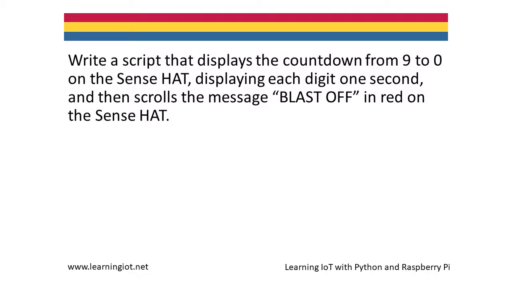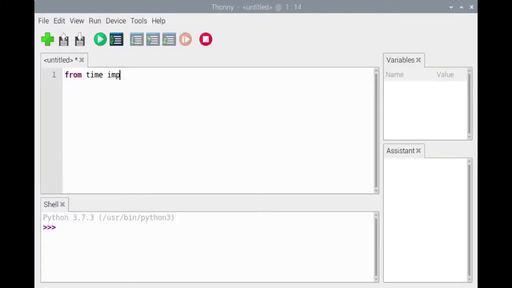We'll write a script that displays a countdown from 9 to 0 on the SenseHat, displaying each digit for 1 second, and then scrolls the message blast off in red on the SenseHat. We begin by importing the sleep function from the time module and the SenseHat class from the SenseHat package. We'll create an instance of the SenseHat class and assign it to the variable sense.